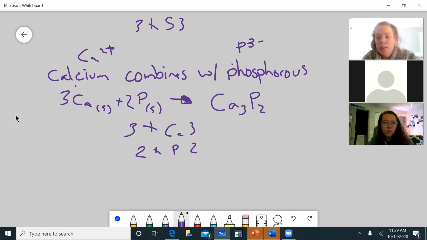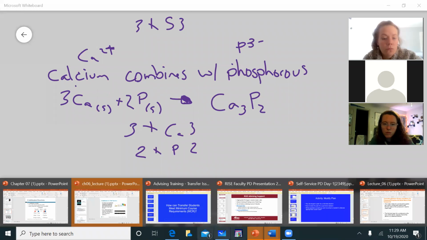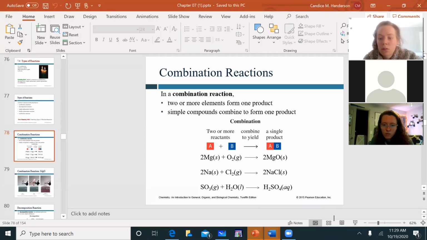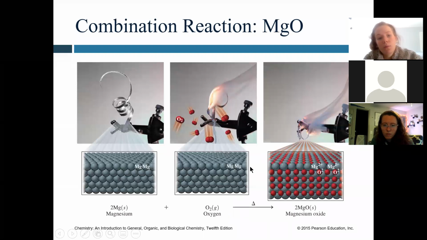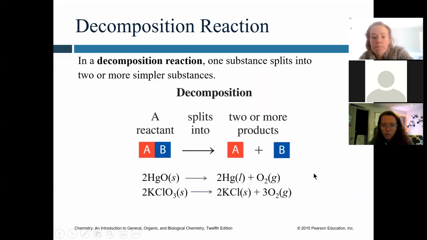So I think combination is sort of the easiest one to understand. Let's look at, okay, so here we've got a magnesium ribbon, and you burn it with oxygen coming from the air, and it glows this really, really bright color, or this bright white light. And then you end up with magnesium oxide. So your final product actually is heavier than your original product, and it has little oxygens inserted in there.